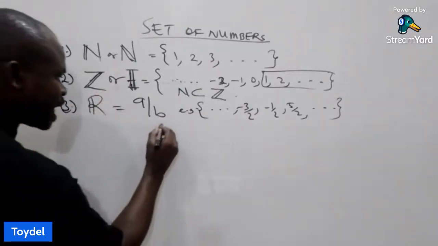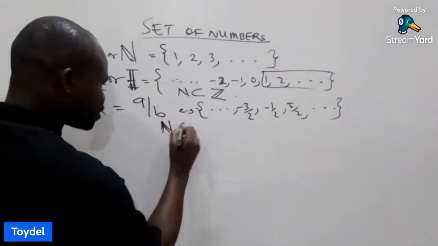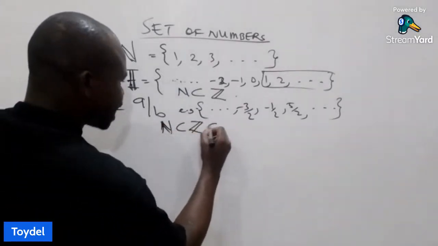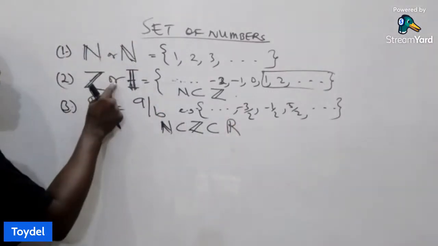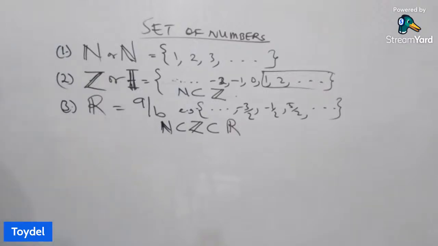Then invariably, we realize that the natural numbers are a subset of integers, and integers are a subset of rational numbers. That is, the natural numbers are inside integers, and integers are inside rational numbers.